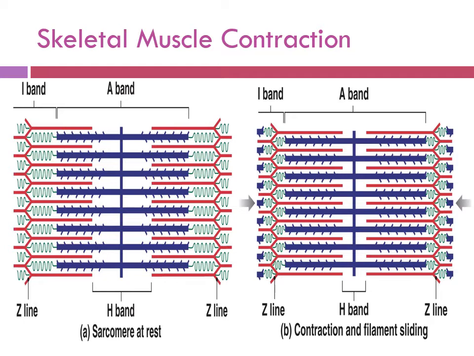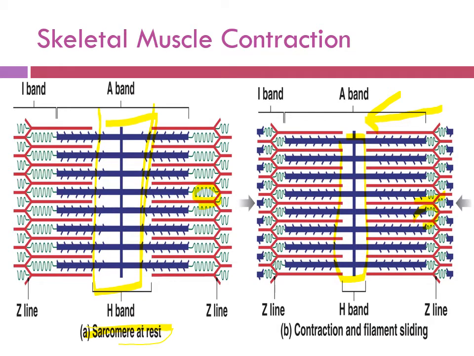On the right-hand side, we have a sarcomere at rest. And so we can see that there's this big H band in the center where there's only myosin, no actin. And so this is at rest. And then over on the right-hand side, we can see that the actin has been pulled inward. So the H band is much smaller, and the titin, which was long on this side, is now compressed.